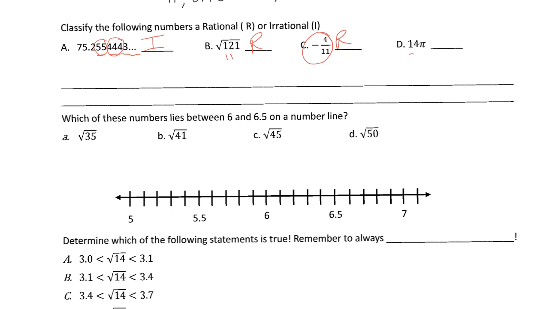Now this last one is 14 times pi. Plug that in the calculator. Think about what kind of decimal that gives you. But also think about pi is irrational. So anything times an irrational number is always going to give us an irrational number. Okay? So the next thing that we're going to talk about is comparing real numbers. And it's easier to compare real numbers.